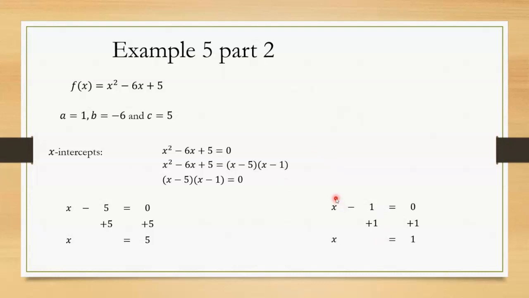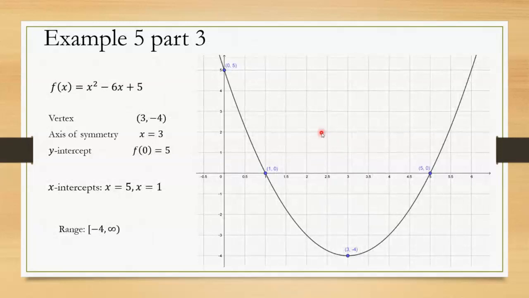Now, with the information from the previous slide, we get our graph. Like so. Here's the graph, here's the arrows on the graph, right? You can see it passes through 1, 0, and 5, 0. x equals 1, x equals 5 are the x-intercepts. 3, negative 4, that's the vertex, right? 0, 5, you know, again, f of 0 is 5.